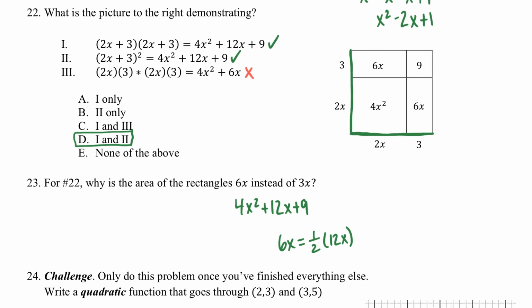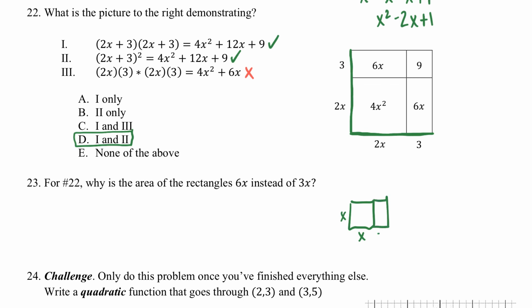So it makes sense to do 6x here and 6x here, which wasn't really what I was going for with this question. What I was going for was this idea that normally, when we did these, I'll just draw one real quick. If we had x, and then a 3 here, this was normally 3x. And then if there was a 3 here, this was also 3x. And then this would be 9 up on the top, right?